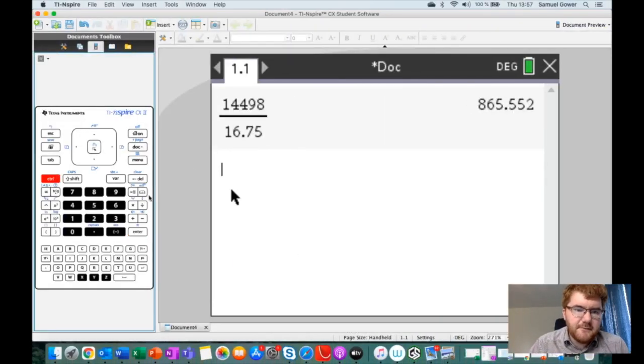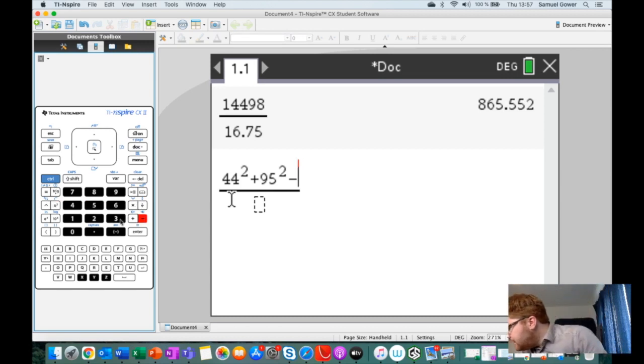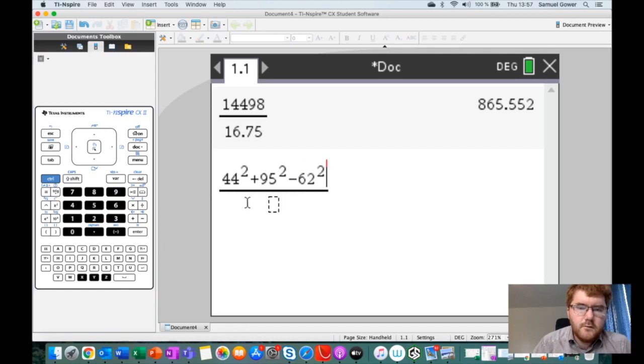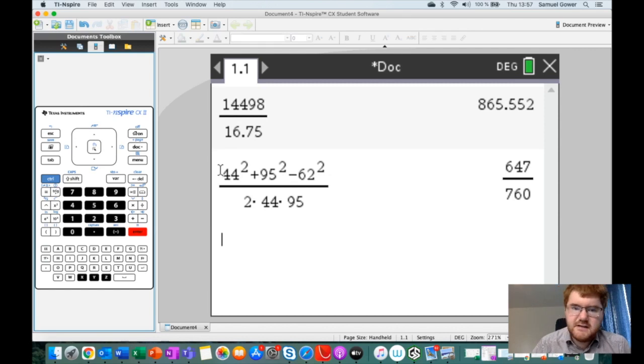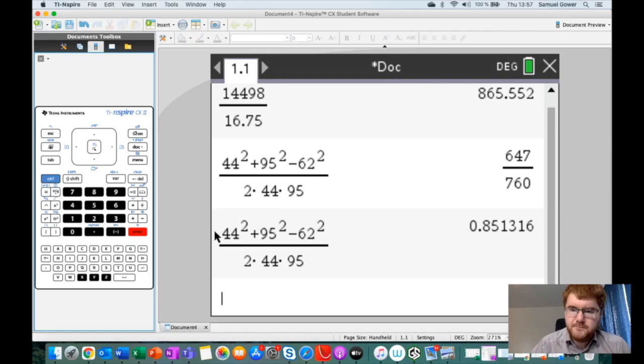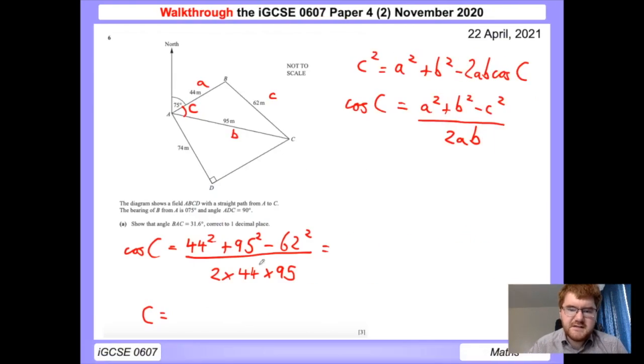So we're going to want a fraction. We go 44 squared plus 95 squared minus, what was the value? 62 squared, all over 2 times 44 times 95. We're going to get an answer of some sort of fraction, that's fine. So I would press Control Enter if I want a decimal approximation, 0.851. This is worth writing down in case anything goes wrong.